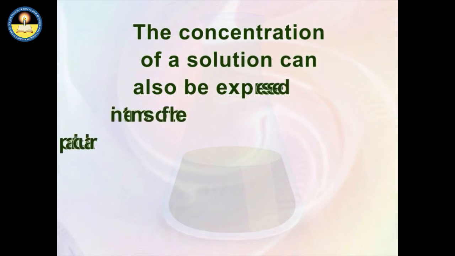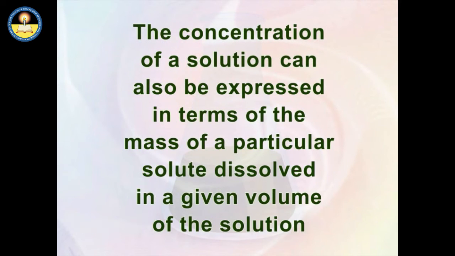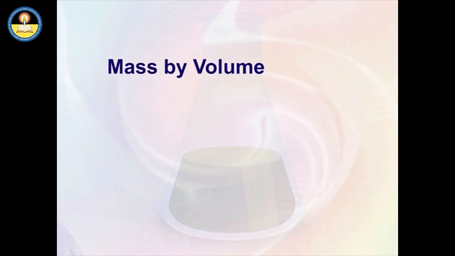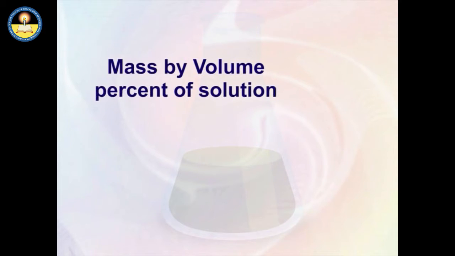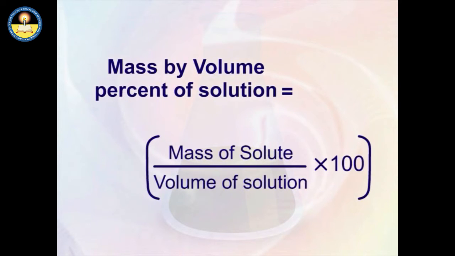The concentration of a solution can also be expressed in terms of the mass of a particular solute dissolved in a given volume of the solution. Mathematically, it can be written as mass by volume percent of solution equals mass of solute divided by volume of solution multiplied by 100.